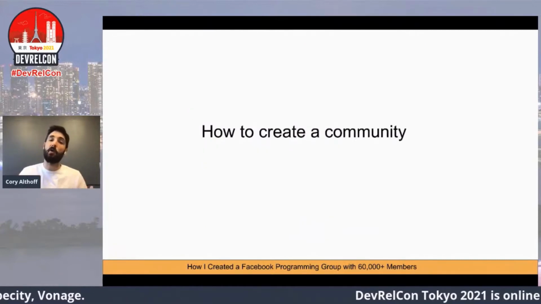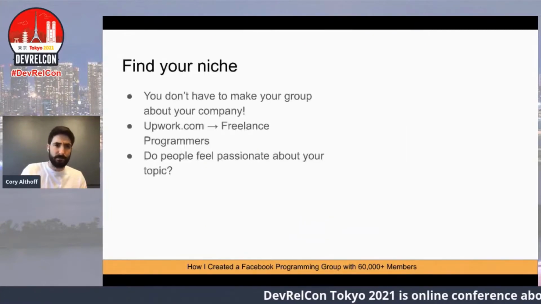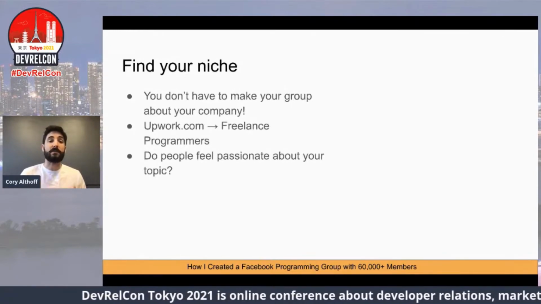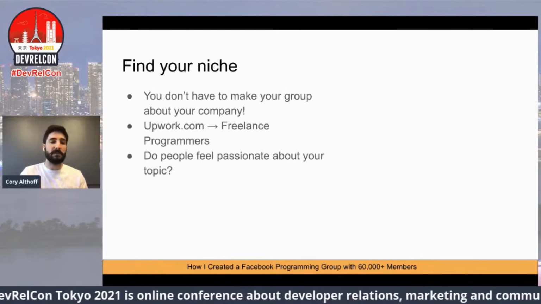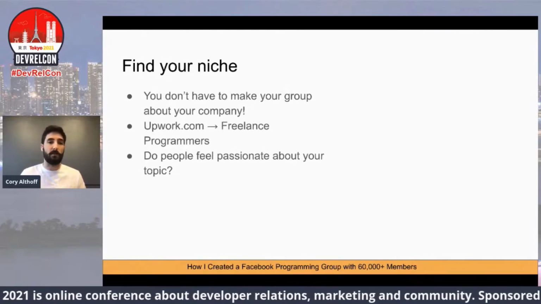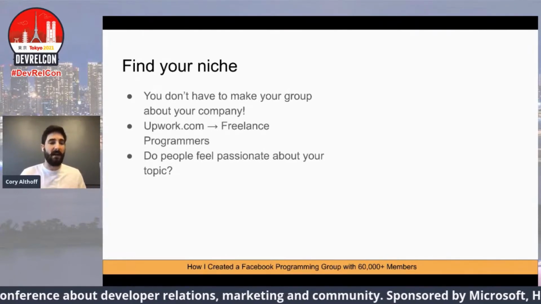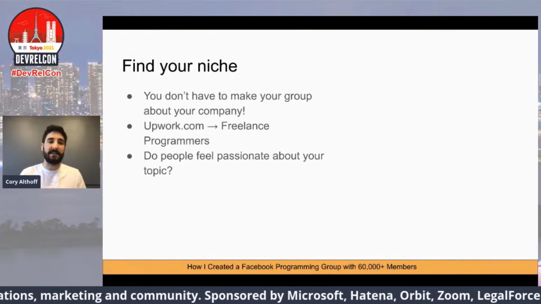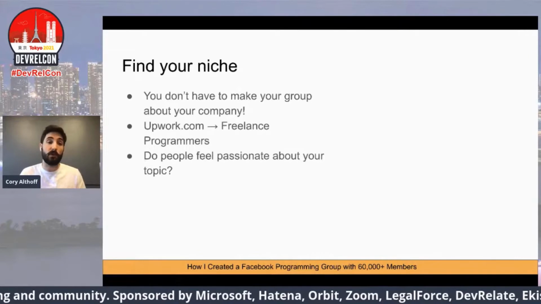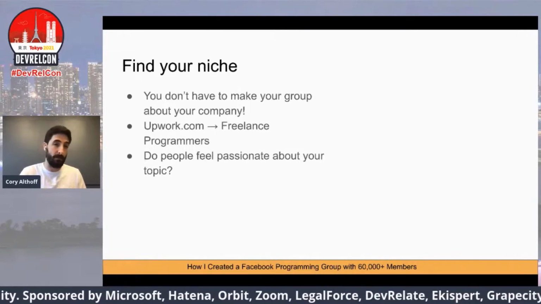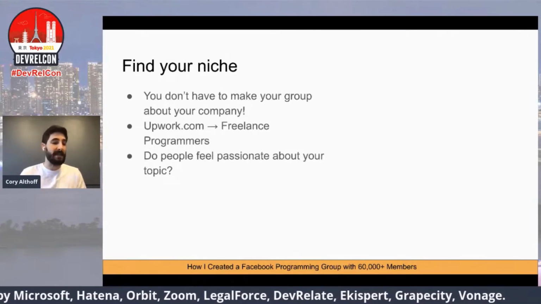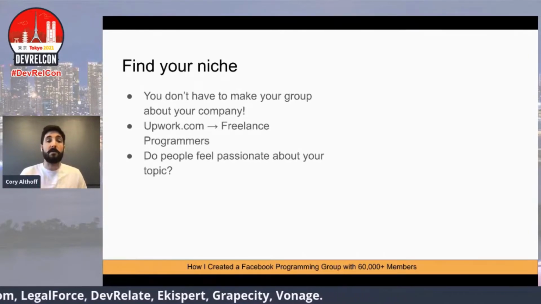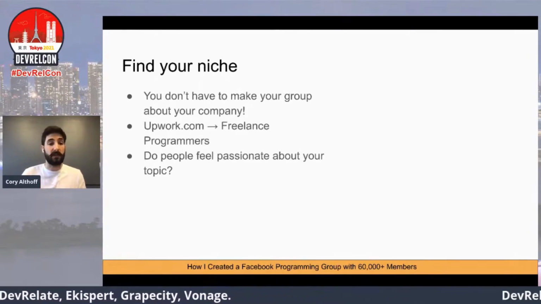So how do you create your own community of developers? Well, the first thing you want to do is find your niche. You don't have to make your group about your company. For example, say I was advising Upwork.com. If you're not familiar, they are a website that specializes in freelance. They basically connect freelance programmers and other freelance people with companies. And instead of making the group called Upwork.com, I would tell them to just make a Facebook group called Freelance Programmers.